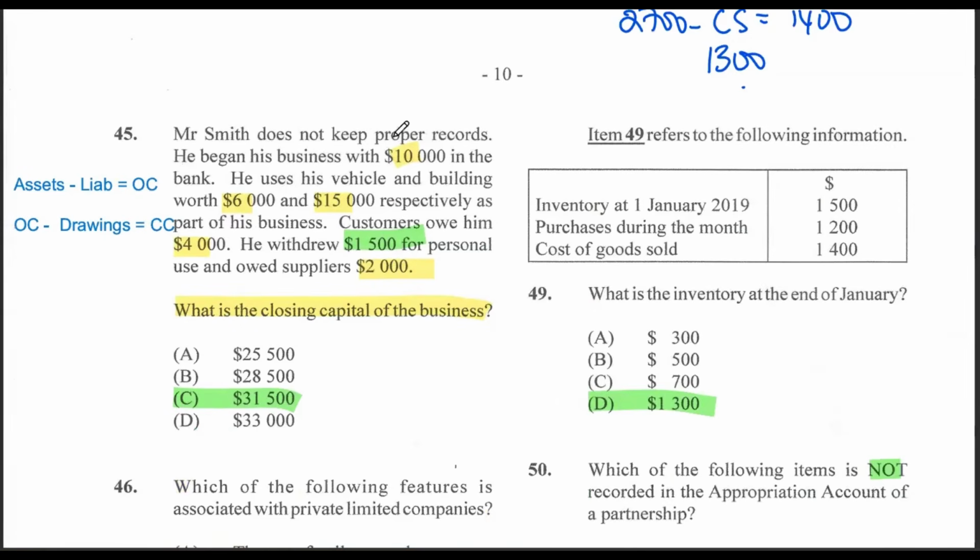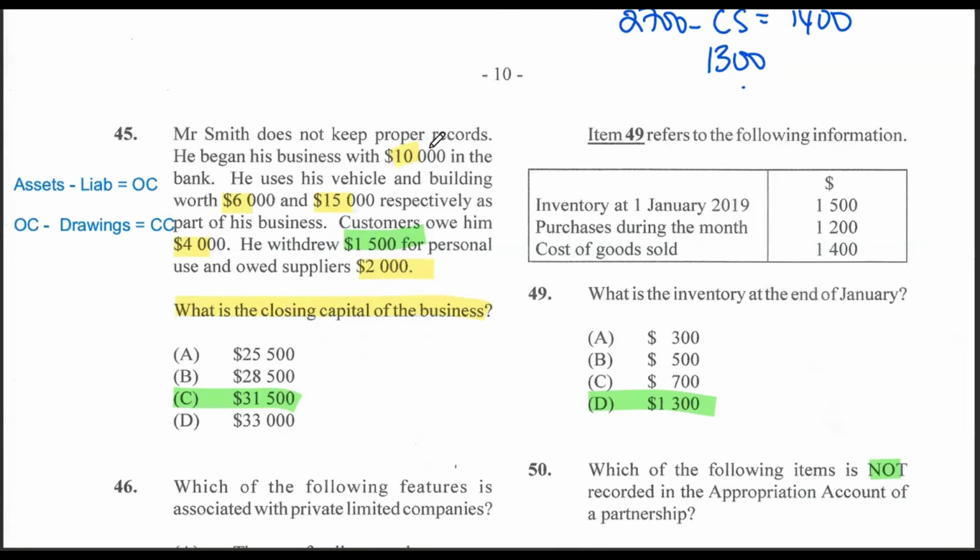Mr. Smith does not keep proper accounting records. He began his business with 10,000 in the bank. He uses his vehicle and buildings with 6,000 and 15,000 respectively as part of his business. Customers owe him 4,000. He withdrew 1,500 for personal use and owed suppliers $2,000. What's the closing capital of his business? Well, closing capital is opening capital less drawings, but to get your opening capital, you have to actually work out assets minus liabilities. So guys, let's check it out.